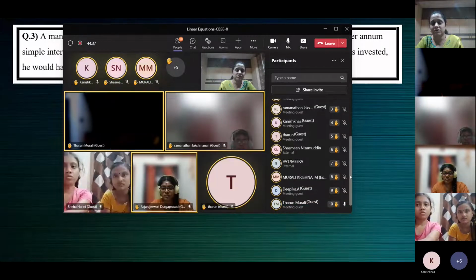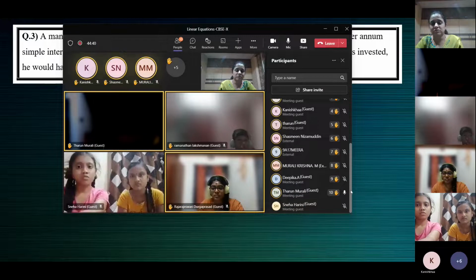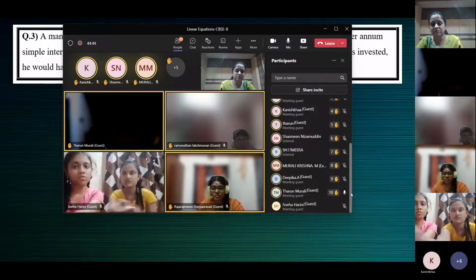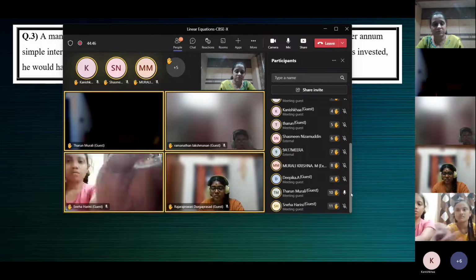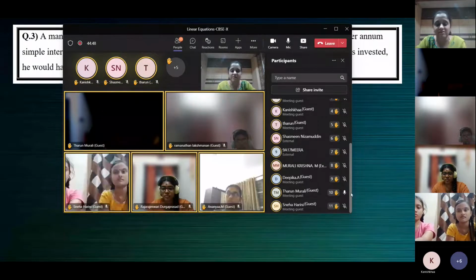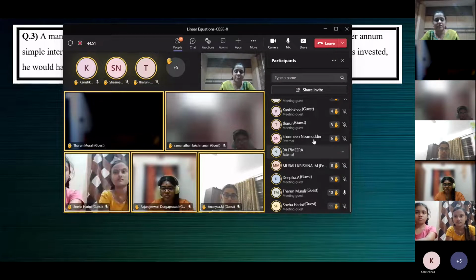Ananya, Rajarajeshwari, Ramanathan, Kanishka, Tarun, Sashmin, Meera, Murali Krishna, Deepika, Tarun, and I can see Sneha and Harini. Okay. All right.